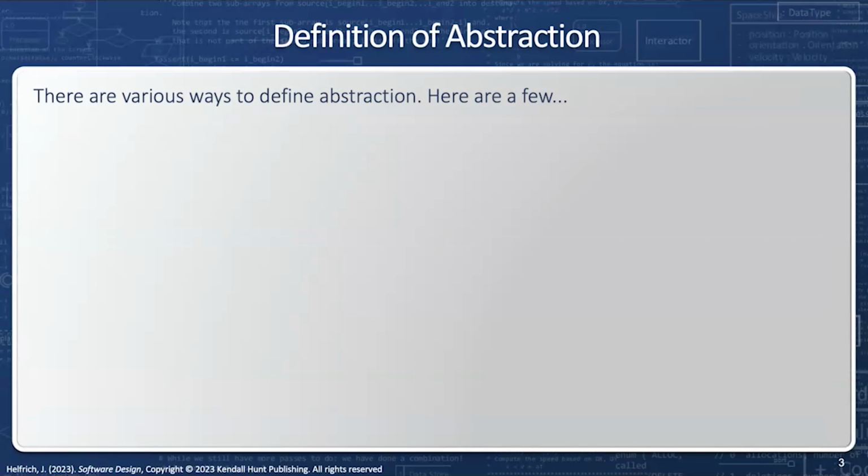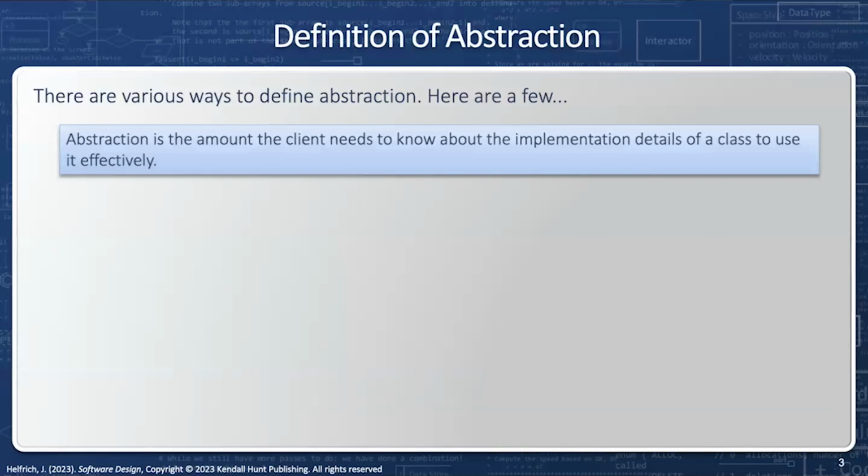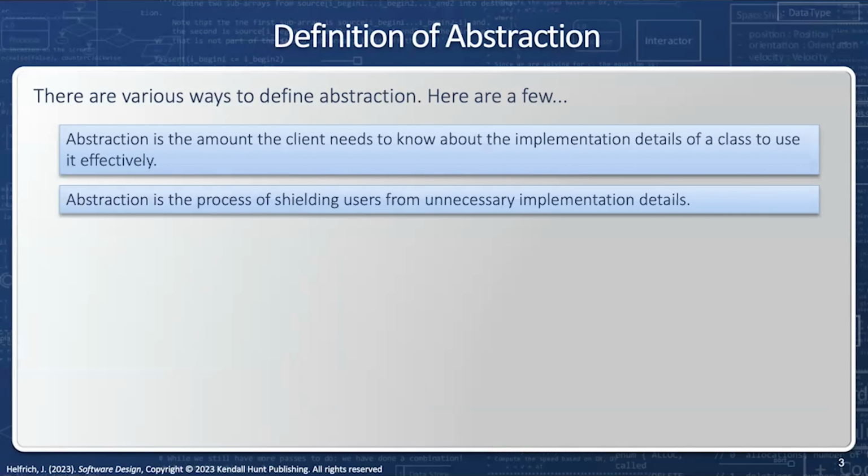Now, there are several different ways to define abstraction, and each one of these is correct, but they're kind of a different perspective on the problem. So the first is the amount the client needs to know about the implementation details of a class to use it effectively. Ideally, the client would have to know nothing about the implementation details, but this is all about the client's perspective. How much does the client need to know? Another definition, abstraction is the process of shielding users from unnecessary implementation details.